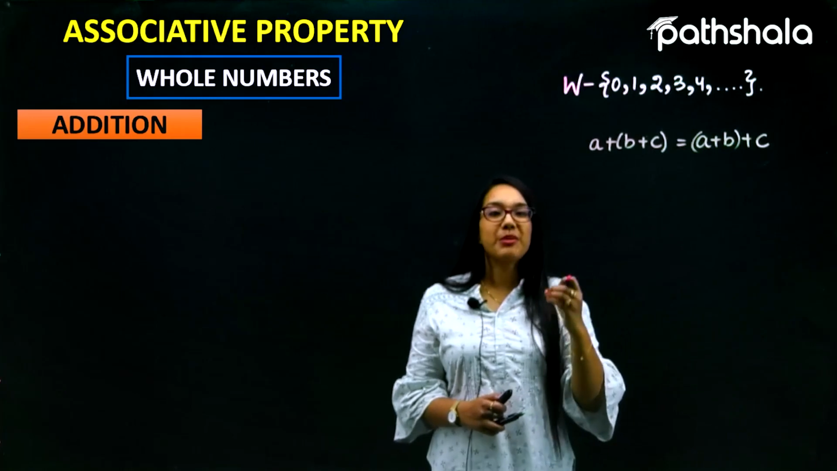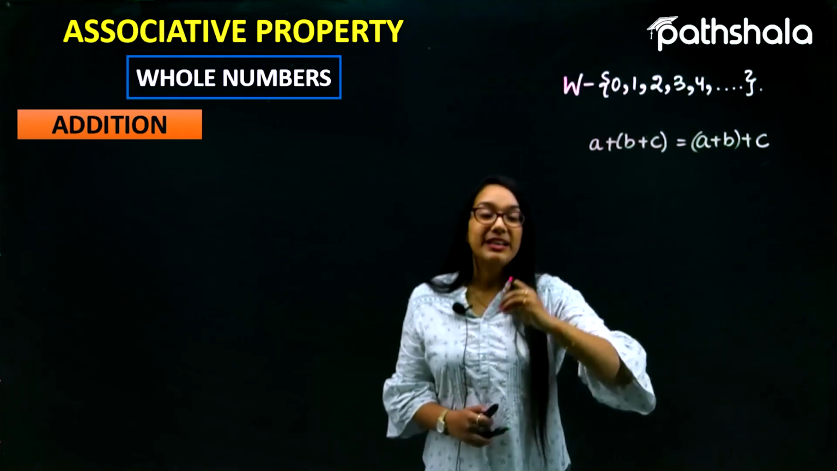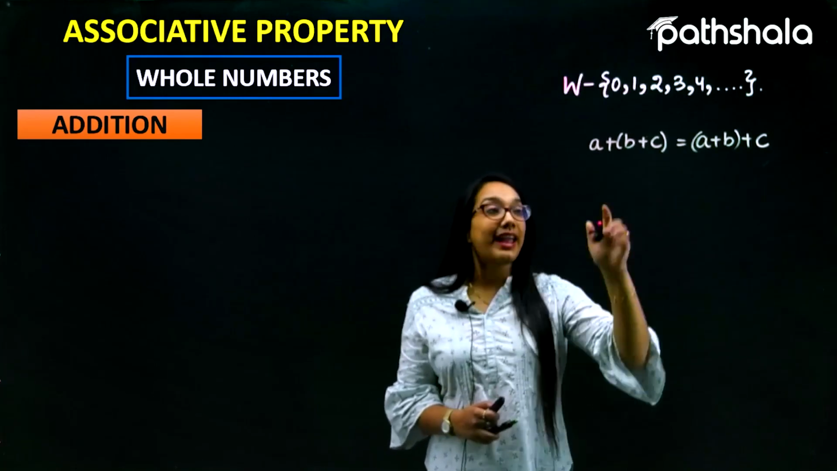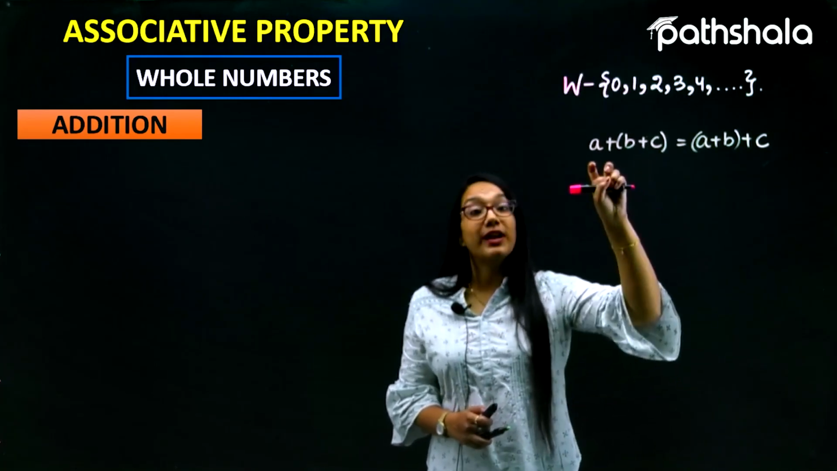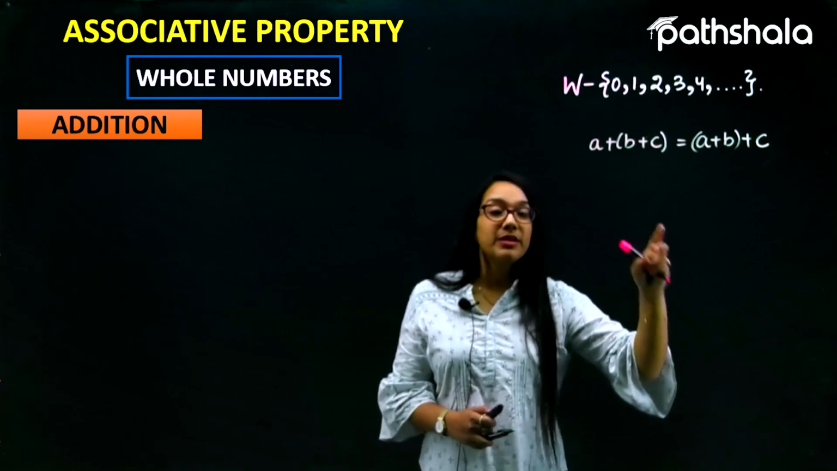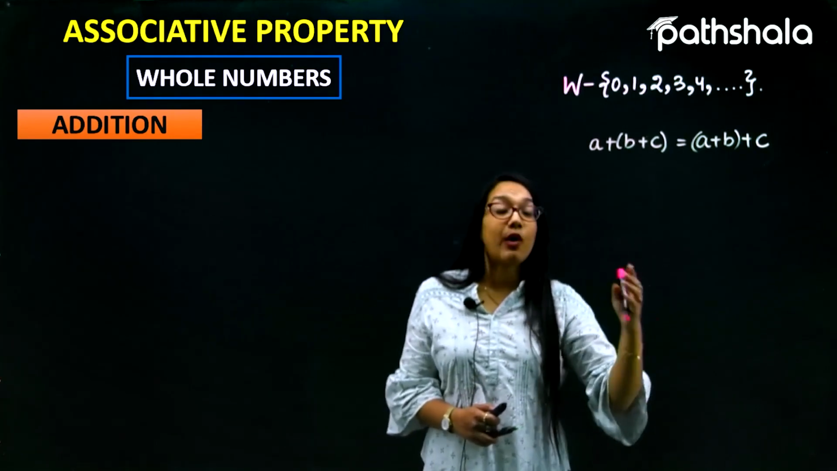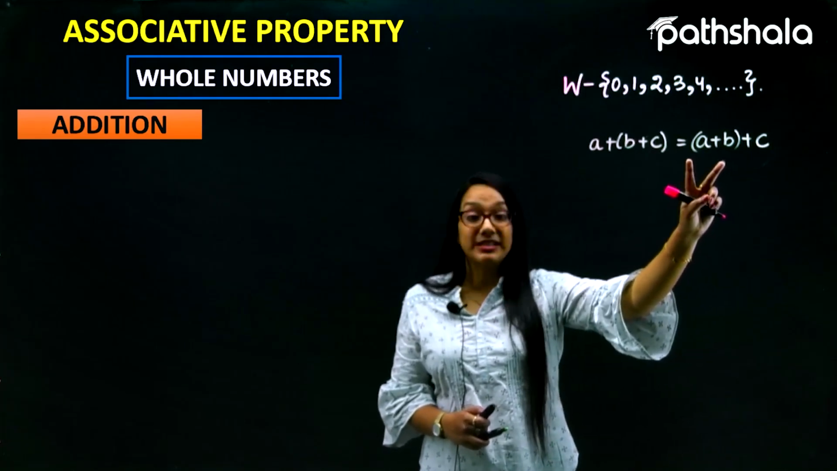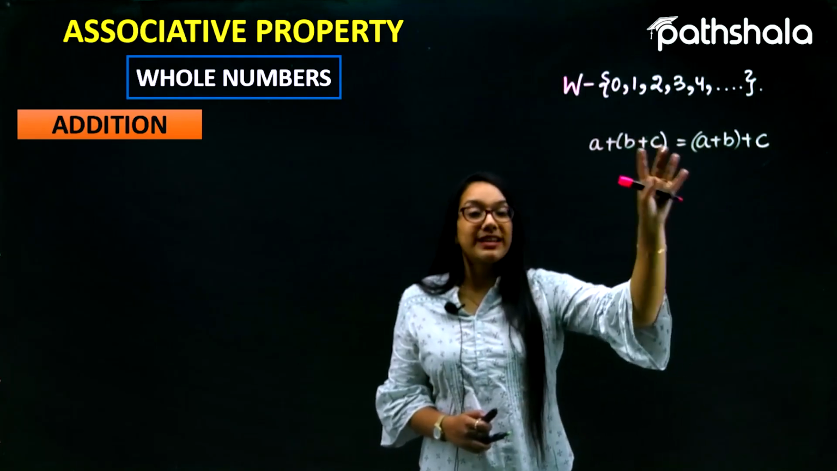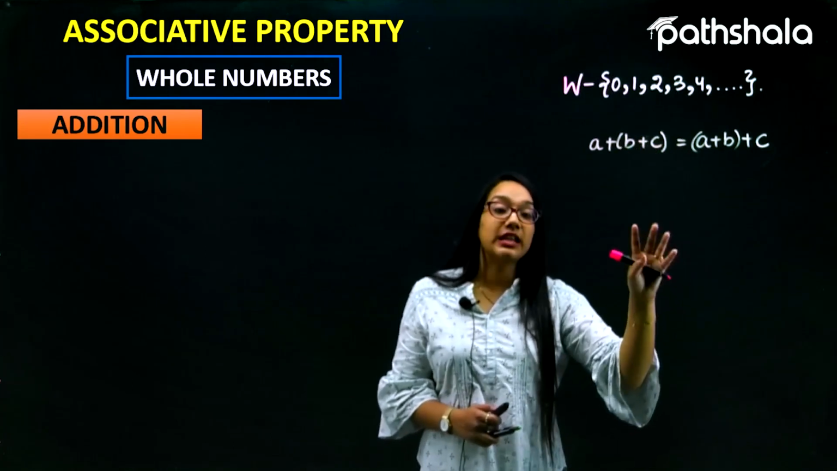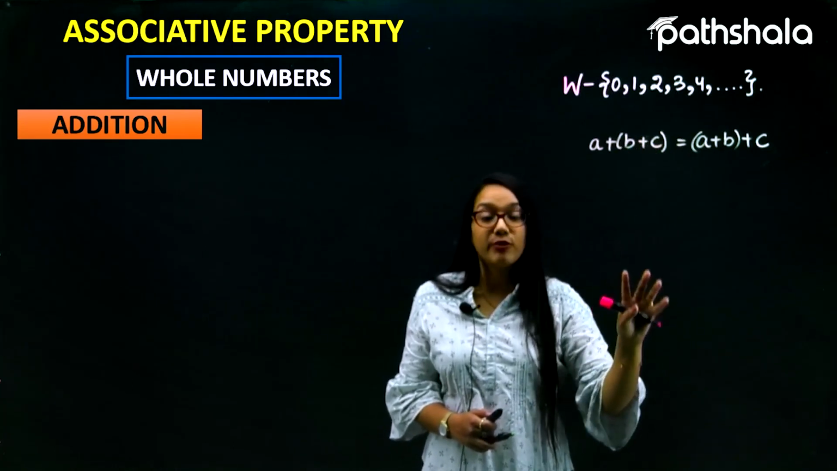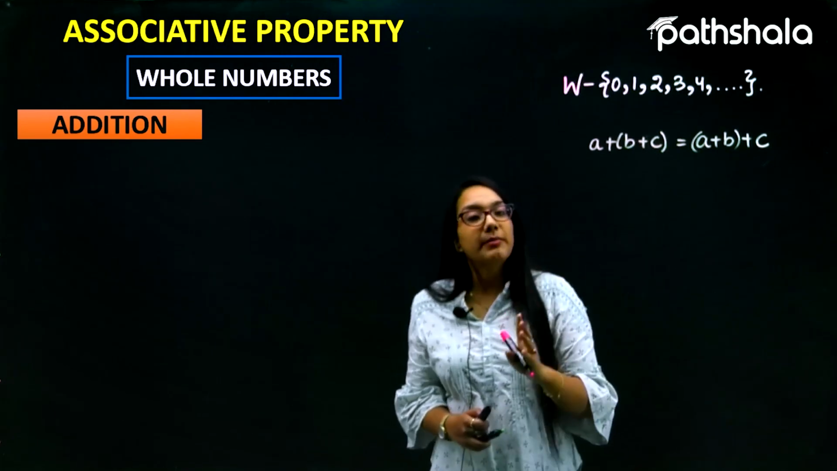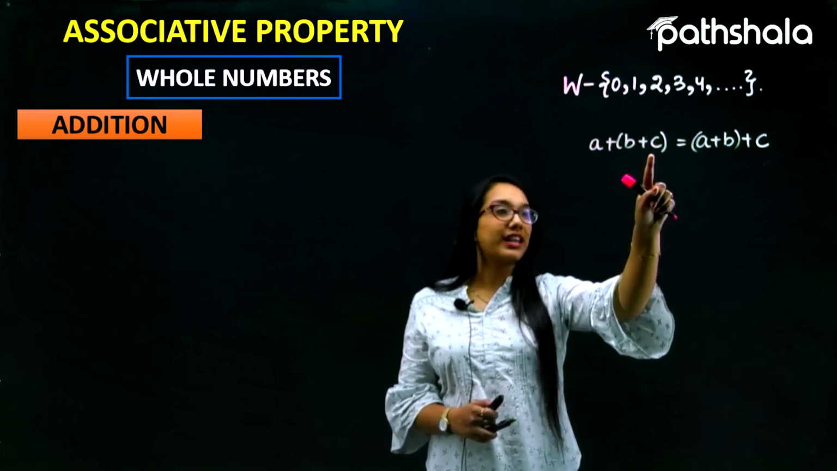So what is the meaning of the associative property? Whenever we take any three whole numbers, integers or rationals, and add them in any particular grouping, the answer will always be the same. If this property holds, it means that the associative property holds for the whole numbers under addition, subtraction, multiplication and division. So this is the case for addition.